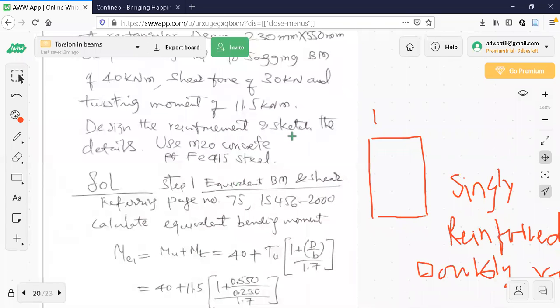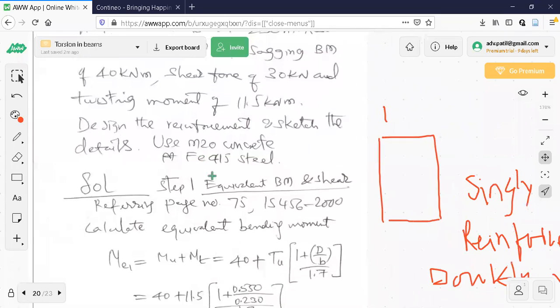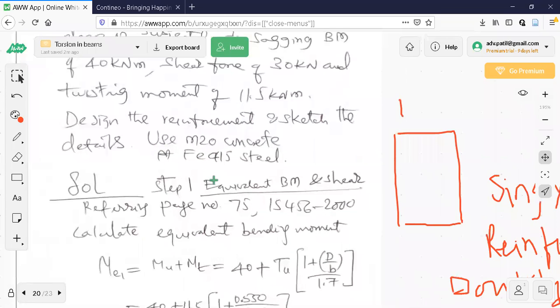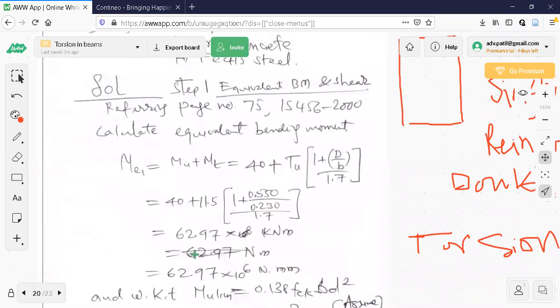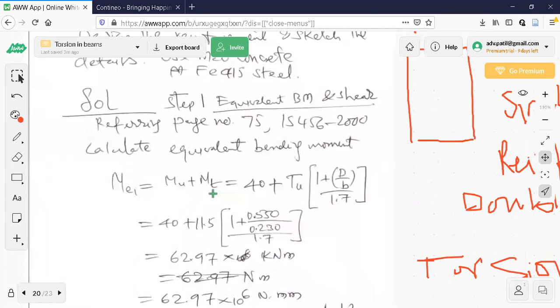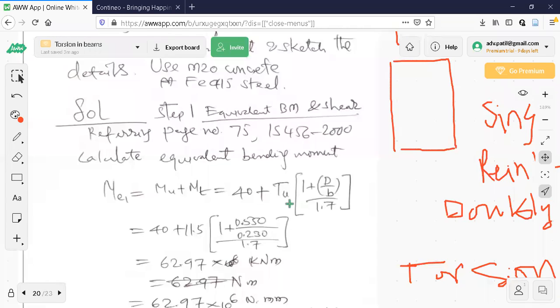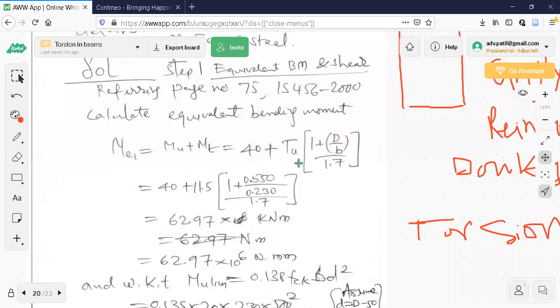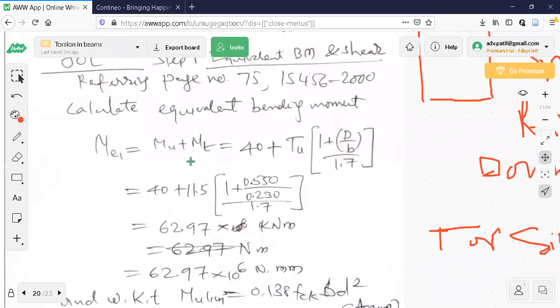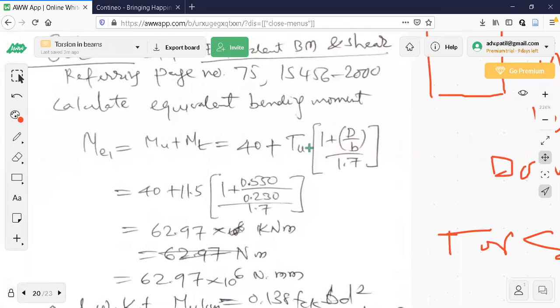Design the reinforcement and sketch the details. Use M20 and Fe415 steel. The only change that you may get is they may ask you to use Fe500. Okay. Now observe this one. As I told you, step number 1 is find out equivalent bending moment and equivalent shear. Referring page number 75, you are going to get this formula there. Simply substitute the values.